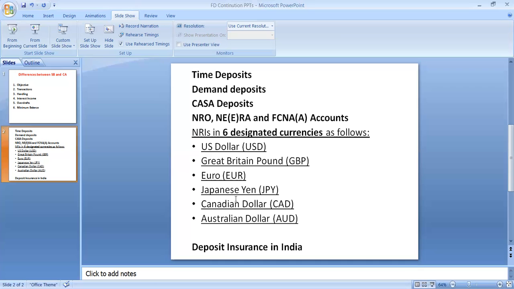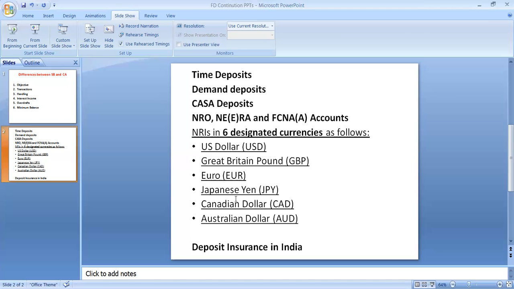NRO accounts are non-resident ordinary accounts. Any person resident outside of India can open this account.